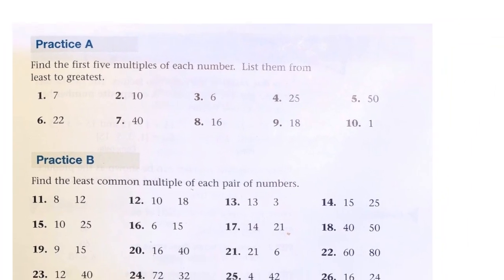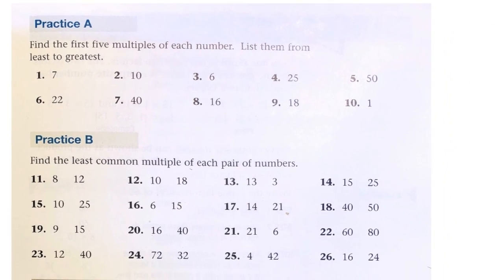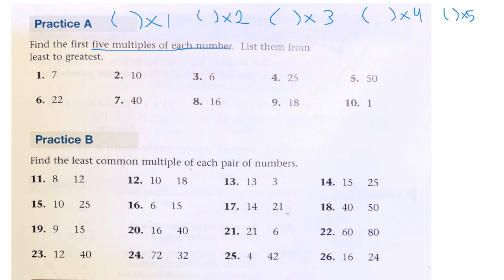So for practice A, find the first 5 multiples of each number. So we are multiplying the number times 1, then that number times 2, then that number times 3, and then the number times 4, and then the number times 5. And so that is the first 5 multiples of each number.